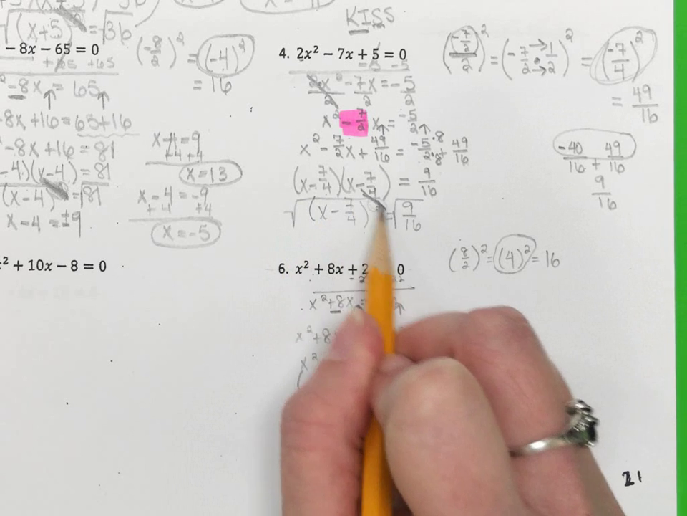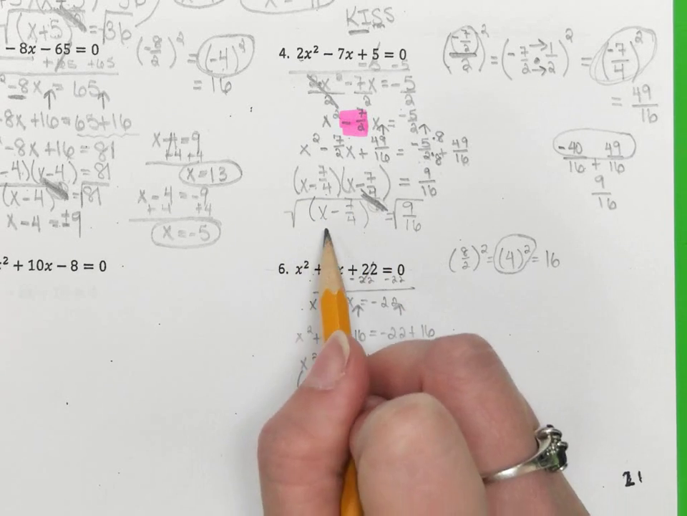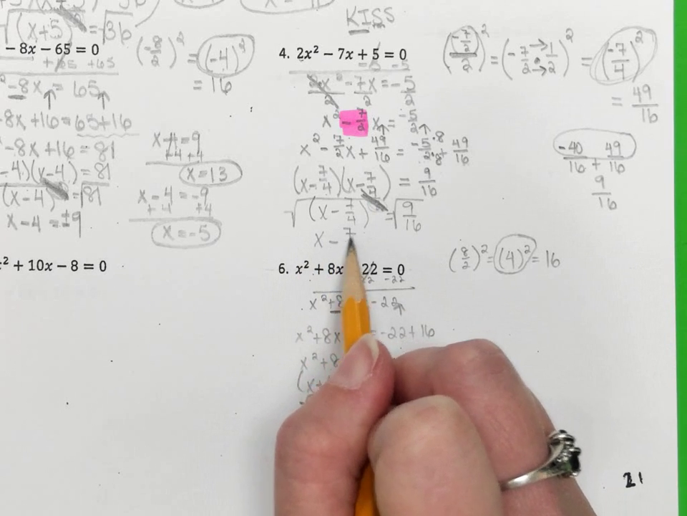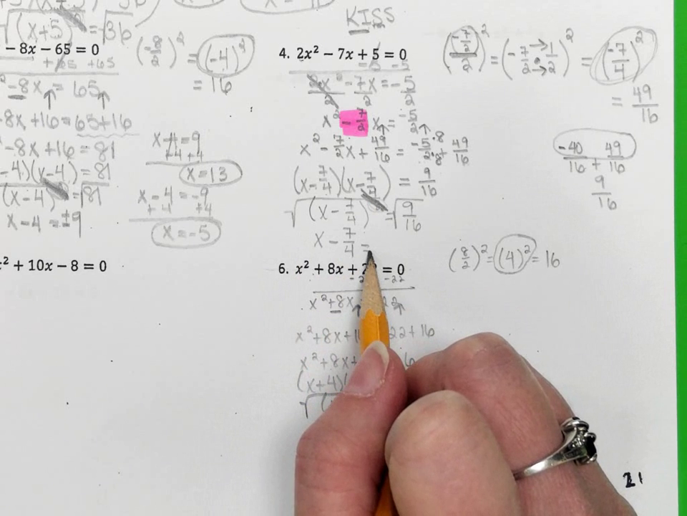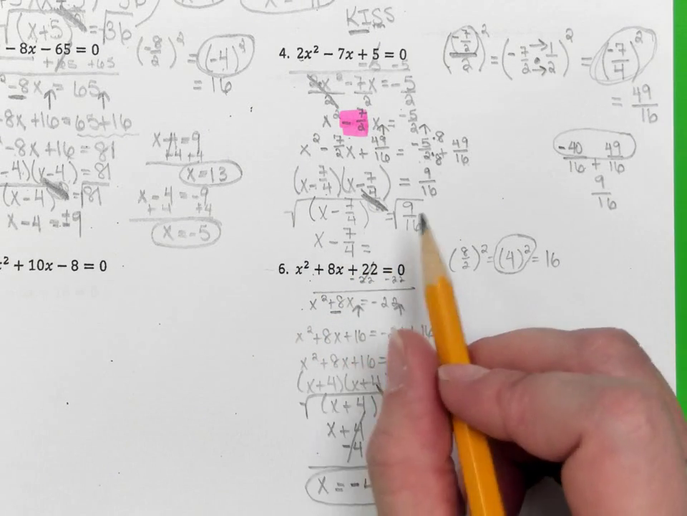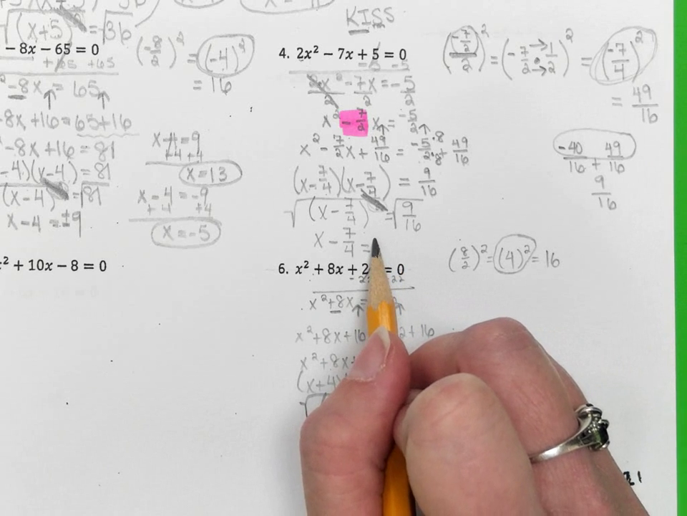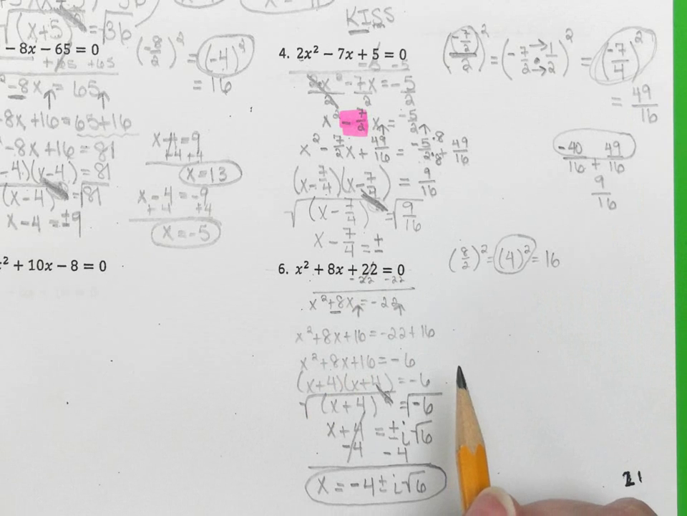All right, so these two cancel each other out. They're gone. So I have x minus 7 over 4 equals the square root of 9 over 16. Okay, so first of all, anytime you square root, what kind of signs go in the front every single time? Plus and minus, right? Every single time. When you see that square root, you better put a plus and minus in front.